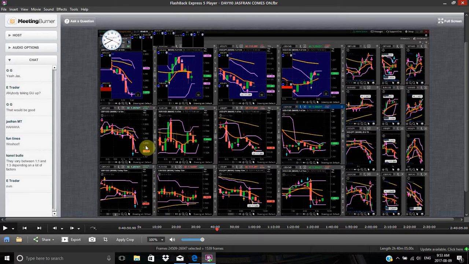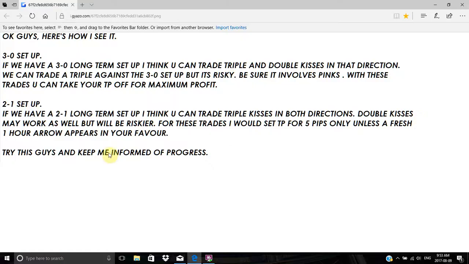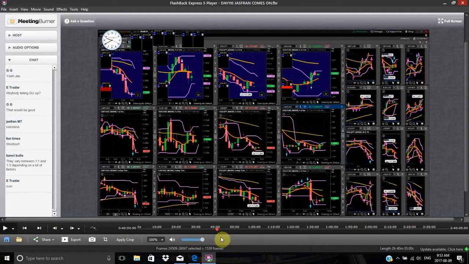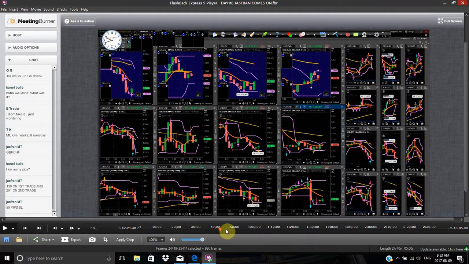We were looking at the GU. So, one down, two down, one up. One up, two up, three up. Triple kiss right here. What are you going to do? You're going to take it up, and there's a pick in play. So we take it up.